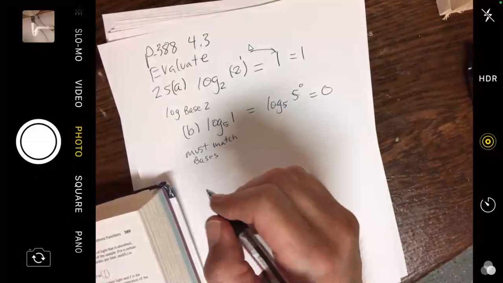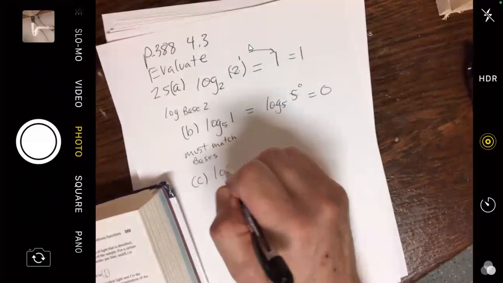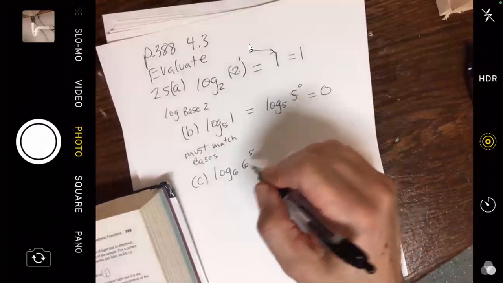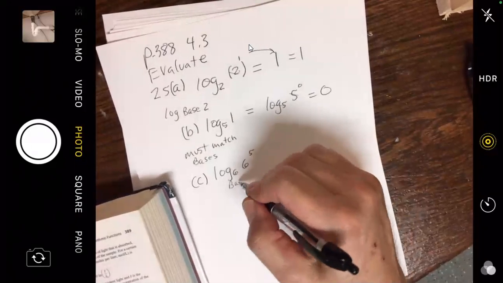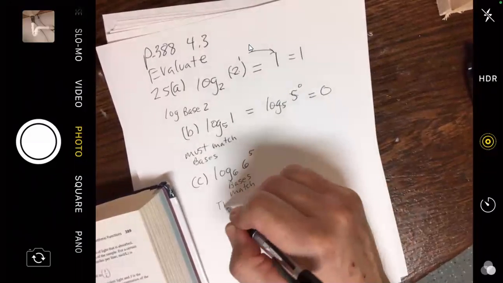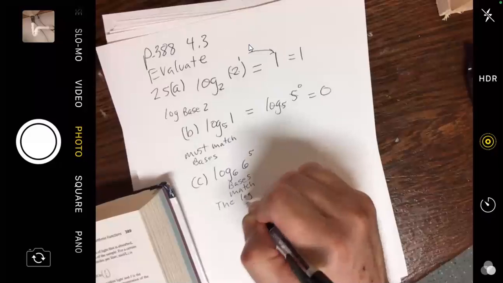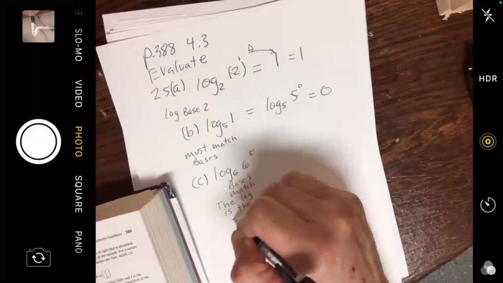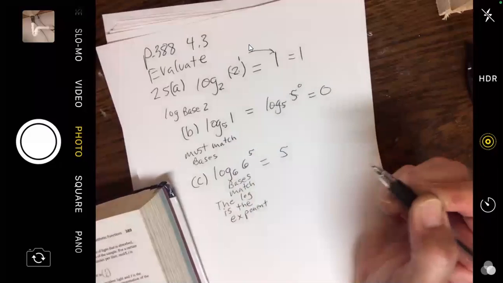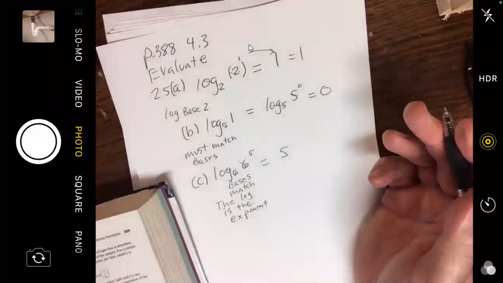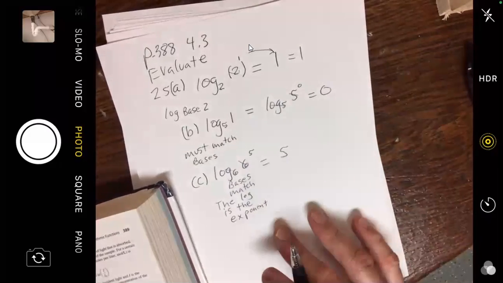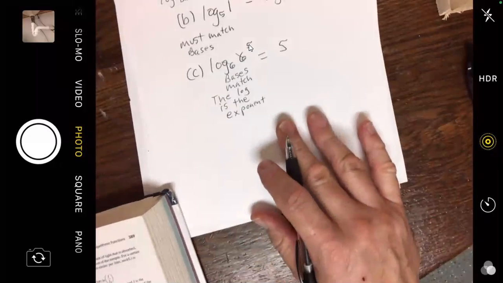How about C? Another trying to get an easy one. Log base 6 of 6 to the 5th. Again, bases match. The logarithm is the exponent. 5. Boom, boom. You must believe this based on what we punched from ln and e and base 10 and log.